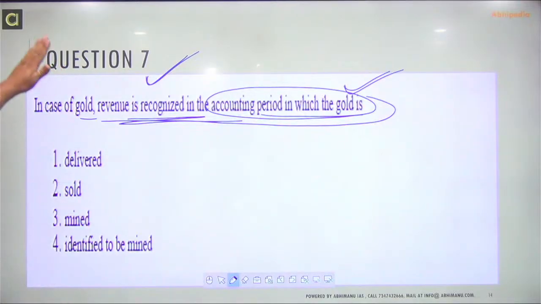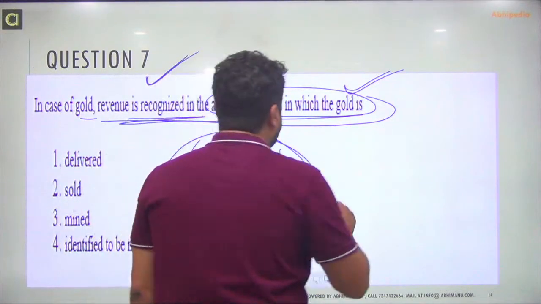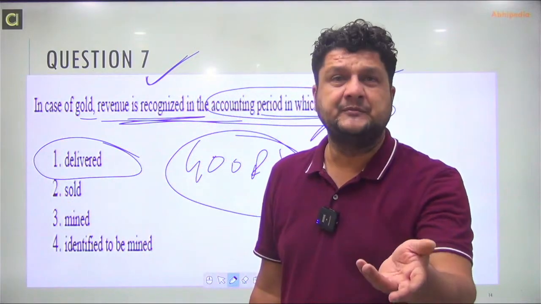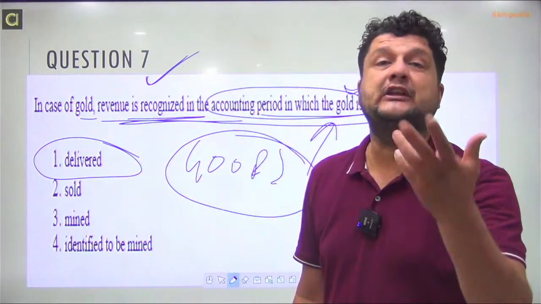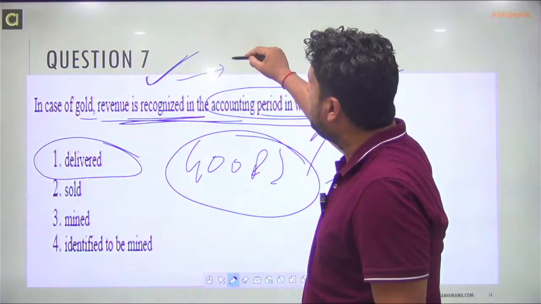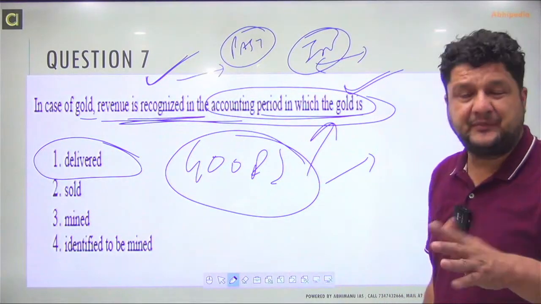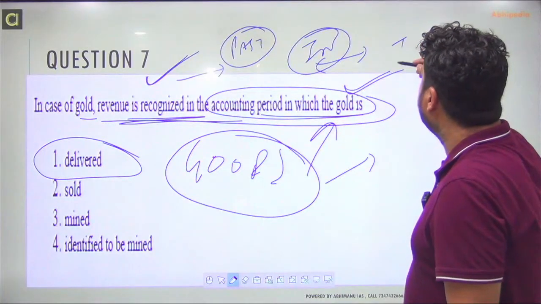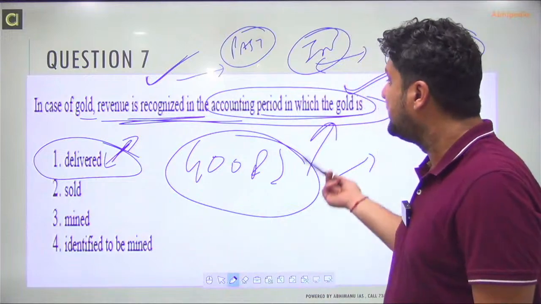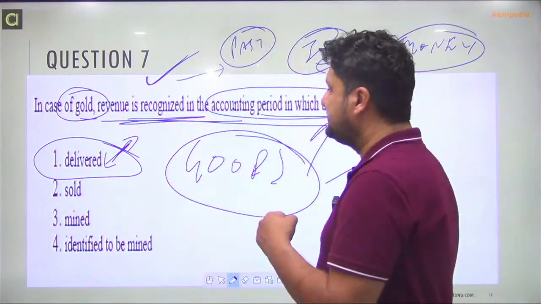You need to know that normally, when you talk about goods, revenue is recognized when the goods are actually delivered. When you deliver the goods, you may have received the money or you may not have received it. The money may have been received in the past or present, or you may receive money in the future. It will not matter on the date of delivery. In case of goods, revenue is recognized at delivery, but in case of gold and other things which are mined, basically the answer is this one, the third.